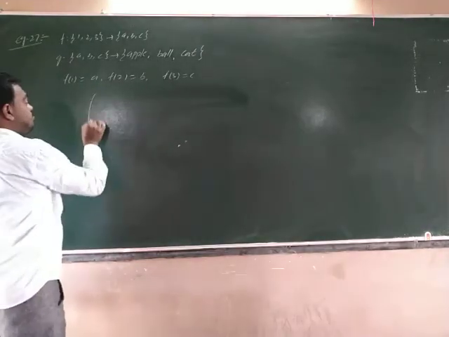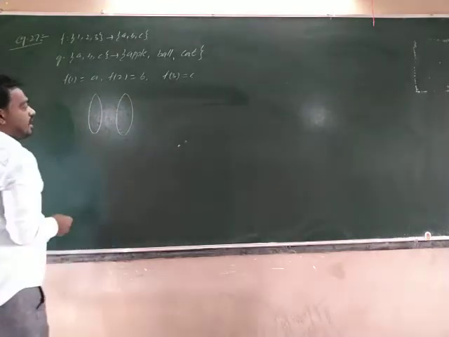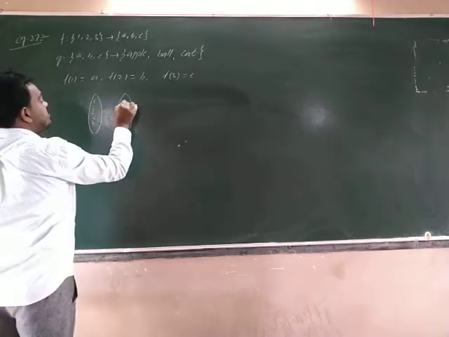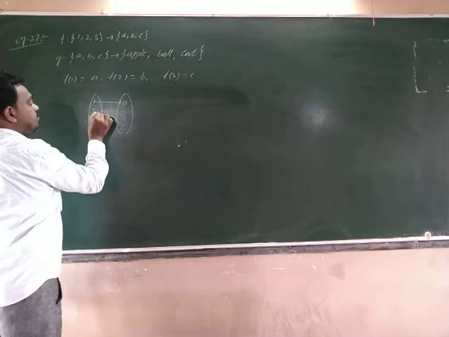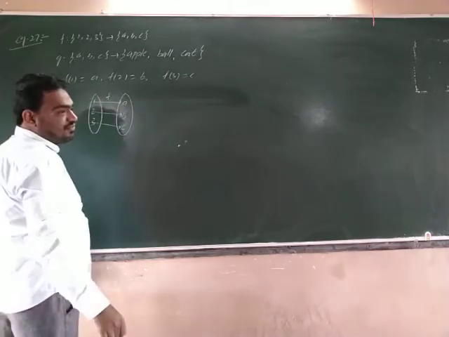You present these with arrow diagrams. This is the set {1, 2, 3}. This is the set {a, b, c}. 1 is related to a, 2 related to b, 3 related to c. This is the function f.